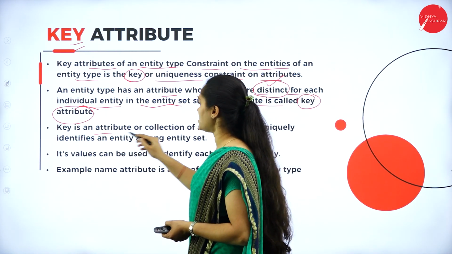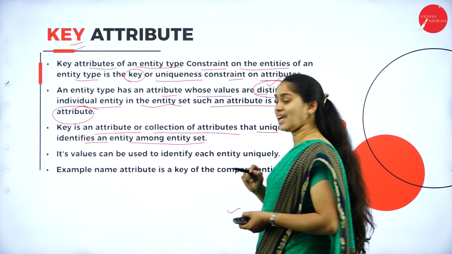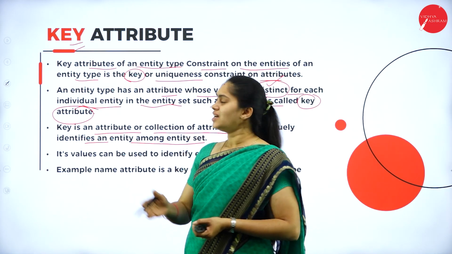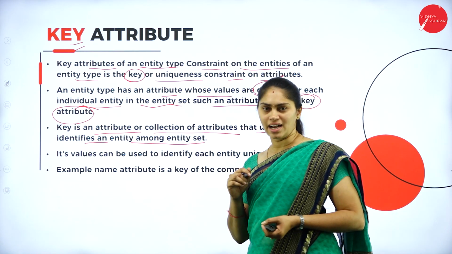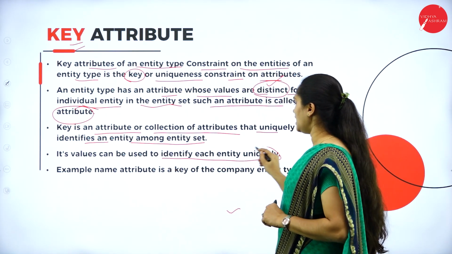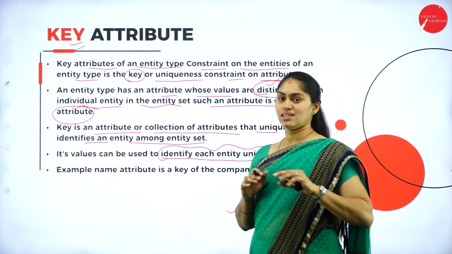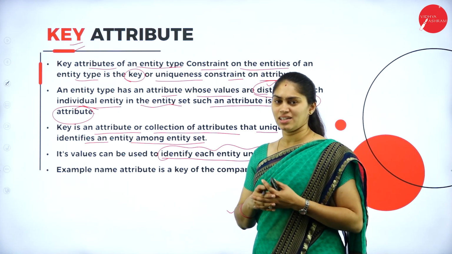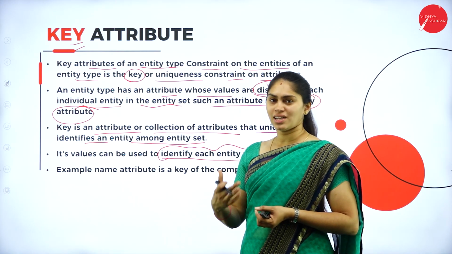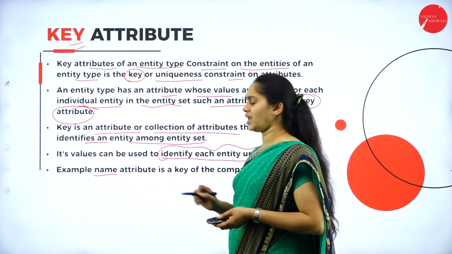Here a key is an attribute or a collection of attributes that uniquely identifies an entity among the entity set. When I want to find the uniqueness of an entity, we use these key attributes, and their values can be used to identify each entity uniquely. How can I get to know this is a student entity, this is an employee entity or a department entity? That too with the help of this key attribute, we can find the uniqueness of an entity in an entity set.